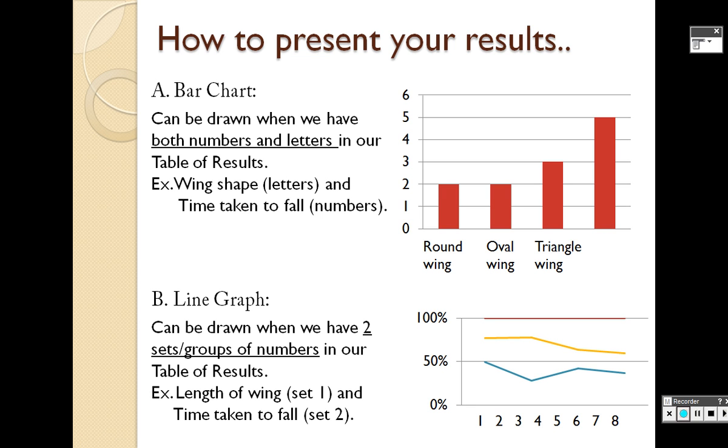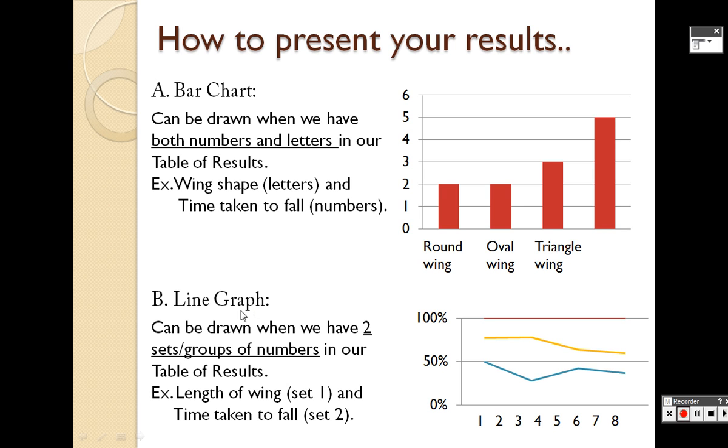How to present your results. When you have a table of results, you can present the information in that table of results in one of 2 ways. Either in a bar chart or in a line graph. The bar chart, which looks something like this, can be drawn when we have numbers and letters in our tables of results. Example, if we have the wing shape, which is the letters, round wing, oval wing, triangle wing, and the time taken for it to fall, which is in numbers, these are the numbers, then that will allow us to draw a bar chart.